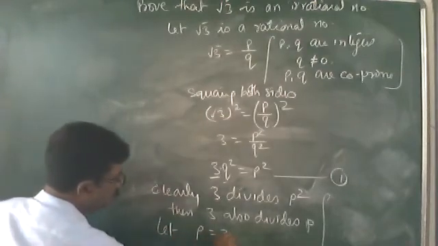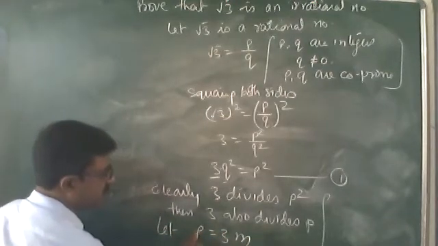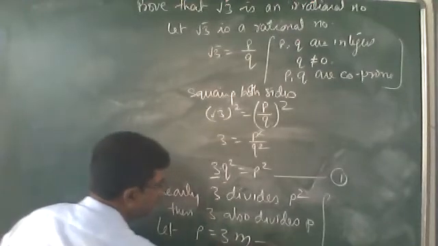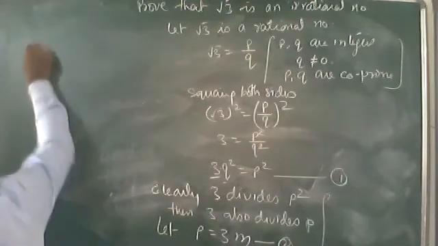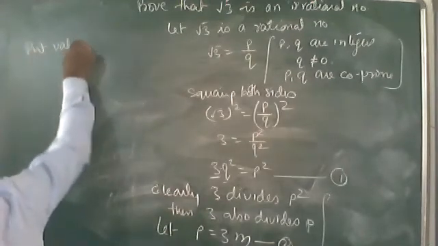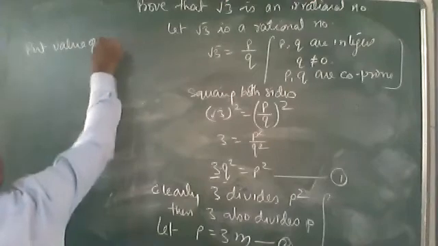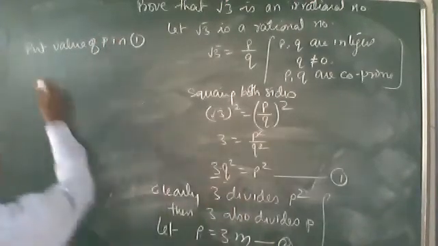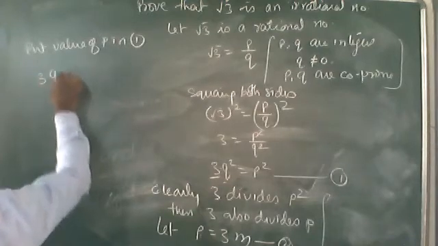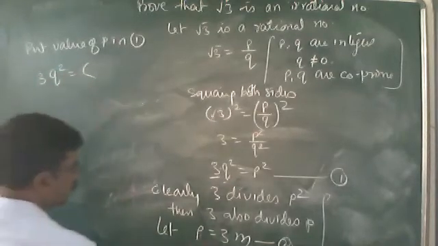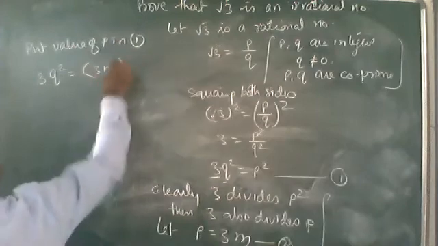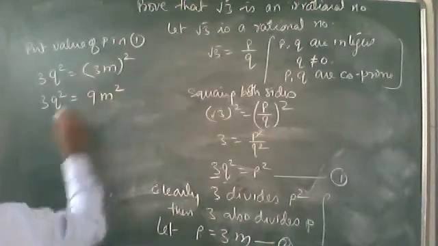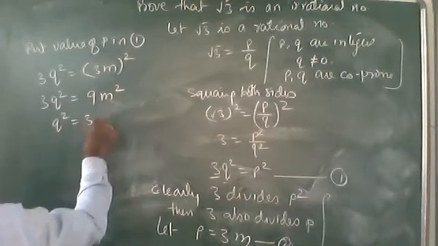Let p equal to 3m. Since p is divisible by 3, therefore p can be written as a multiple of 3, 3 into m. We put this value of p in equation 1. And what is it? 3 into q square equal to p. In place of p, we will write (3m) whole square, 9m square. Or q square equal to 3m square.